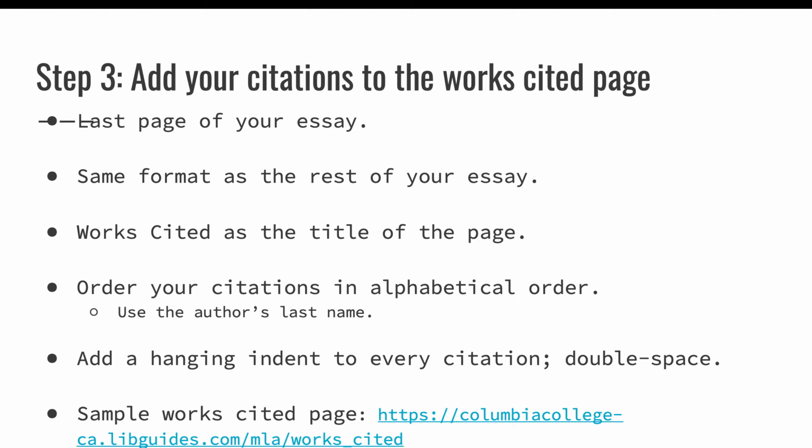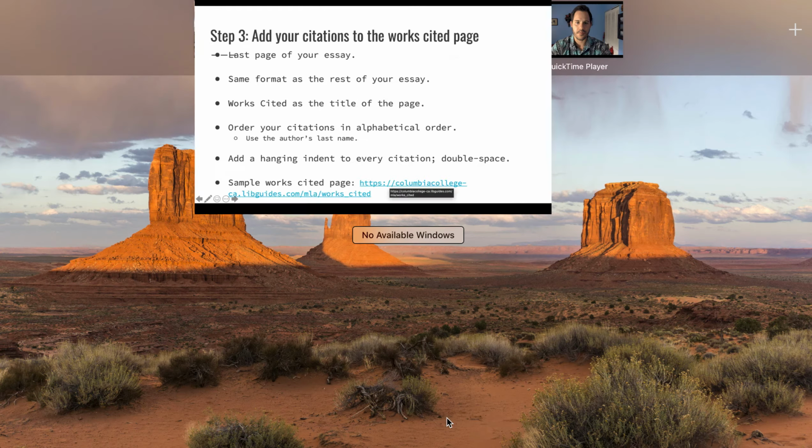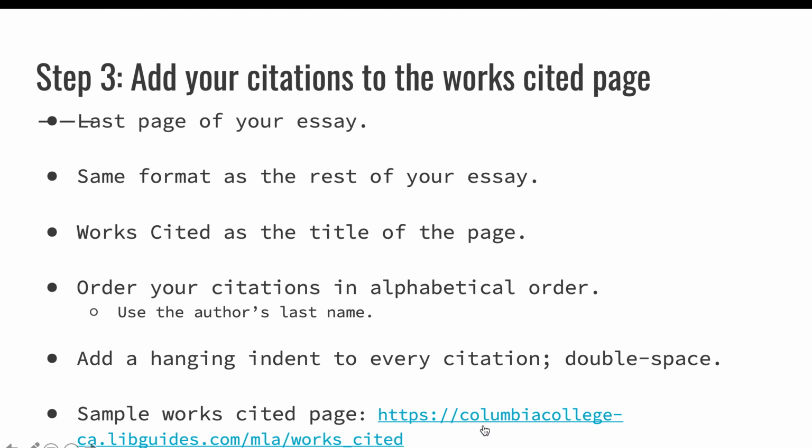And you want to order your citations in alphabetical order using the author's last names, right? If you have multiple authors, you would use the first author that's listed, or the one that has the first last name in alphabetical order. You want to add a hanging indent to every citation. I'm going to show you how to do that, and double space. If you would like to see a sample works cited page, this would also help you out with what that would look like. So let's take a look at that, right?